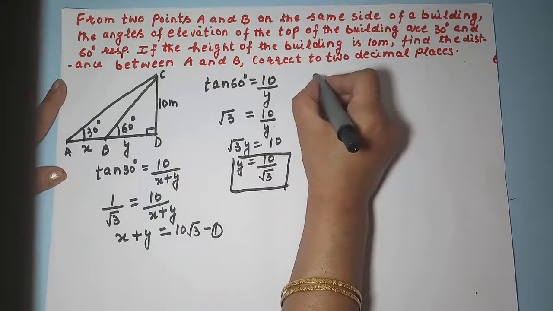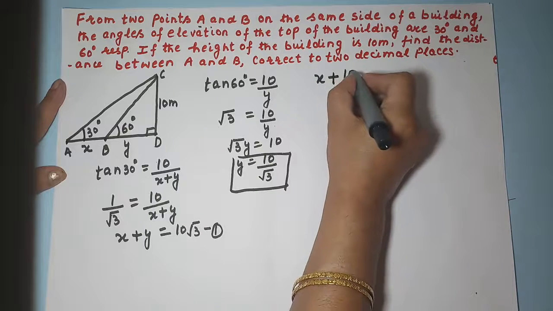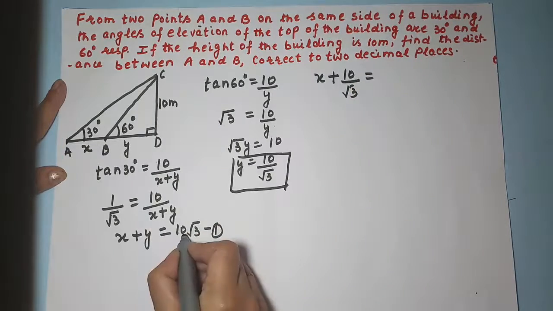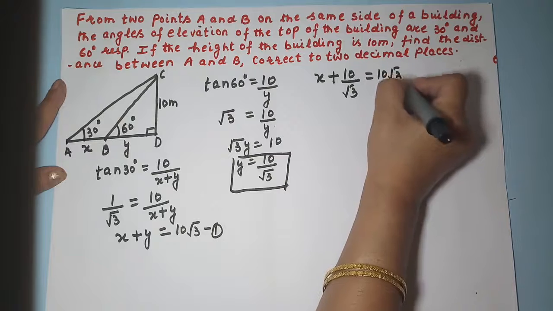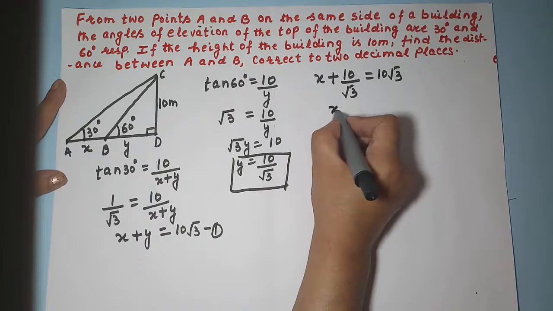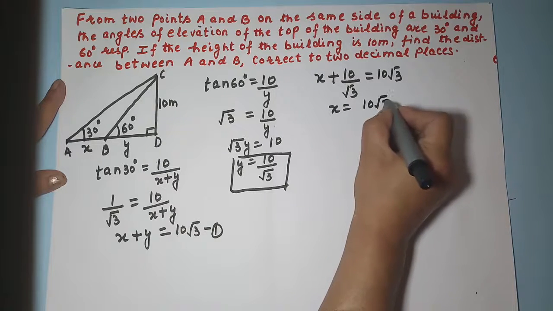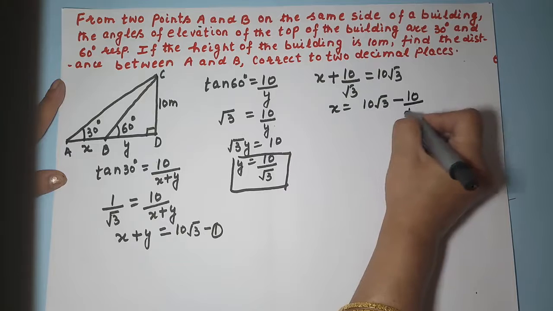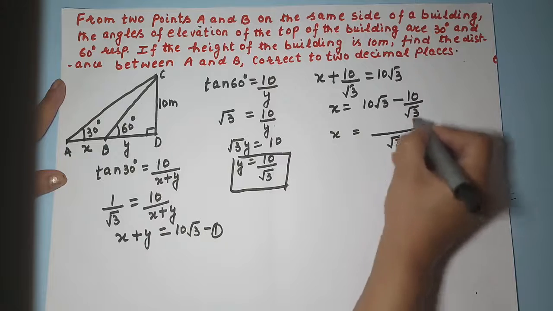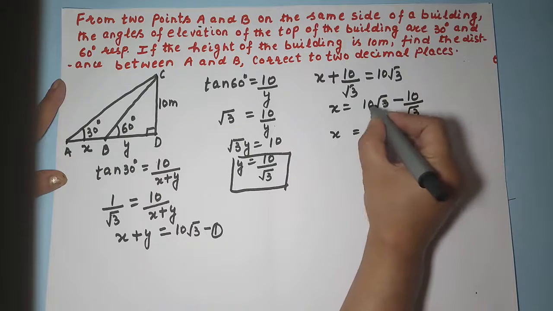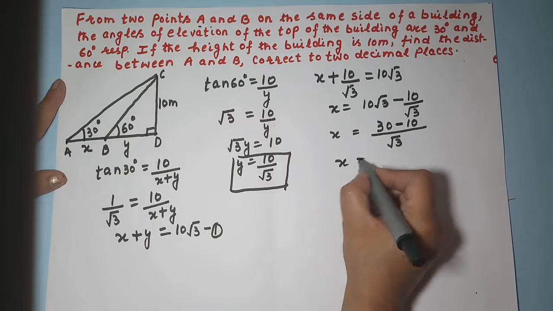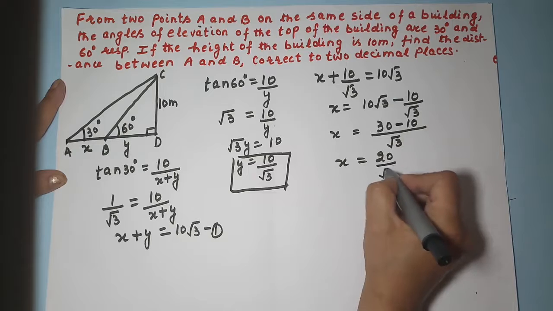Let me do that. So I'll get x plus 10 upon root 3 in place of y, equal to 10 root 3. Right? So here I will shift this to this side. So I'll get x as 10 root 3 minus 10 upon root 3. Further, I can take root 3 as LCM. I'll get root 3 into root 3 is 3, 3 into 10 is 30, minus 10. So I got x as 20 upon root 3.